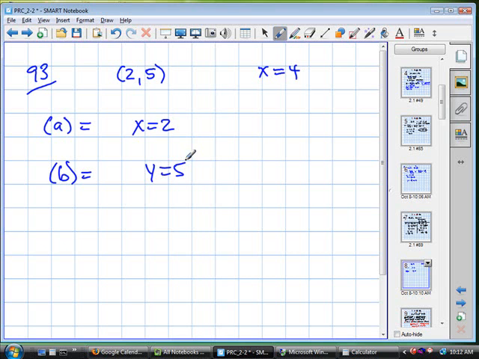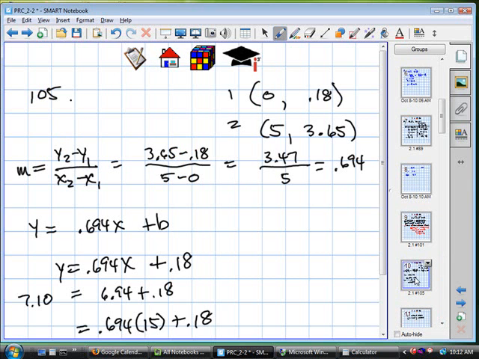Another one? Yes. 105? Okay, 105. Cash flow per share. The cash flow per share for Timberland Company was 18 cents in 1995 and $3.65 in the year 2000. Write a linear equation that gives the cash flow per share in terms of the year. Let t equal 0 represent the year 1995.